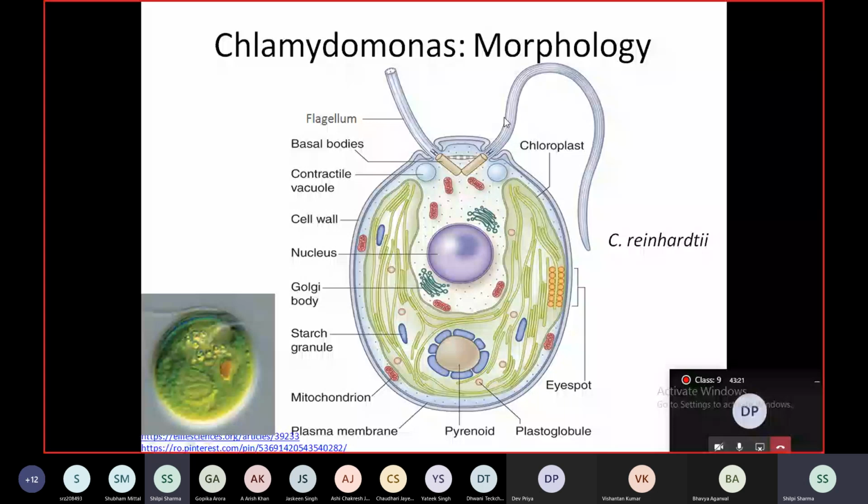Does anyone remember? What was the difference? Both have flagella. What is the difference between prokaryotes and eukaryotes? Prokaryotic flagella and eukaryotic flagella? Anybody? What is it made up of? What is the prokaryotic flagellum made up of compared to a eukaryotic one? Compare it in terms of its subunits or structure. Speak up, someone. Yes, Vishantan.